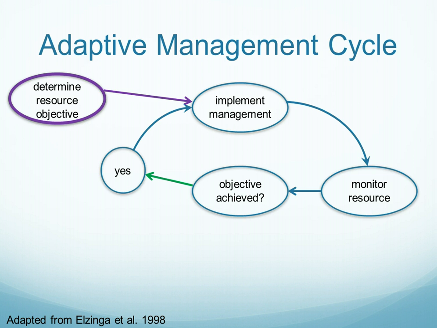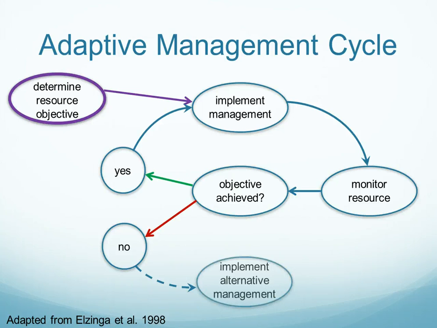But if we assume that the resource objective stays the same, and after we have done our monitoring, we determine that the objective was not achieved, then this gives us the opportunity to adapt our management by designing and implementing an alternative management approach. Of course, once we've implemented that approach, we won't know whether it has helped us to reach our objective unless we continue to monitor the resource in light of our resource objectives. Note that monitoring is a key aspect in the cycle, and without monitoring, the cycle will be broken.